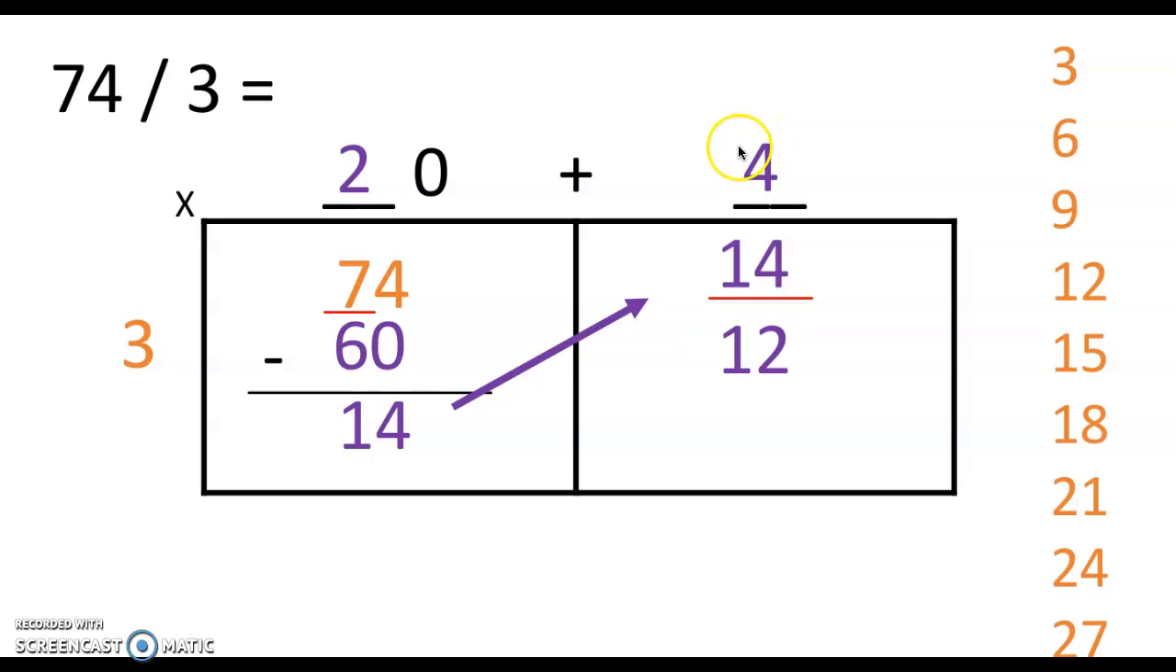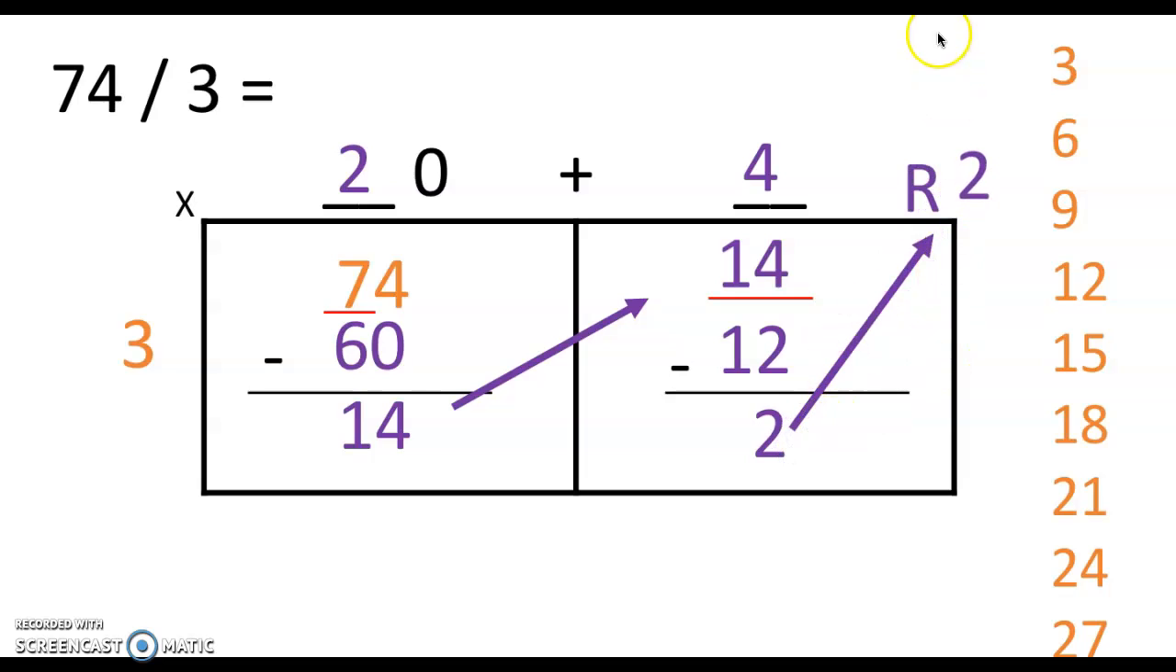Then we are going to subtract. 14 minus 12 is 2. Just like before, I took my remainder up. Right here I'm going to take my remainder up. But do I have any boxes left for it to go into? No, I don't. So this number is actually going to be my remainder. Remember, your remainder needs to always be smaller than your divisor. And right now, it sure is.